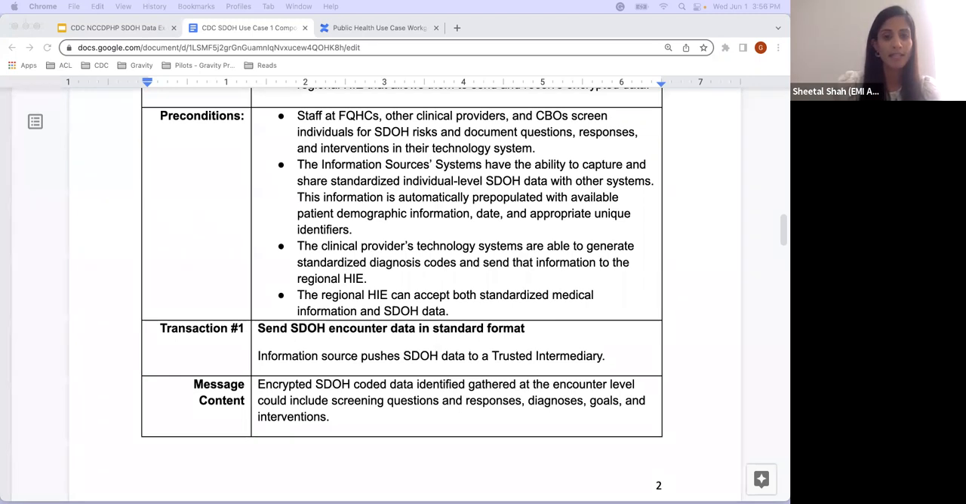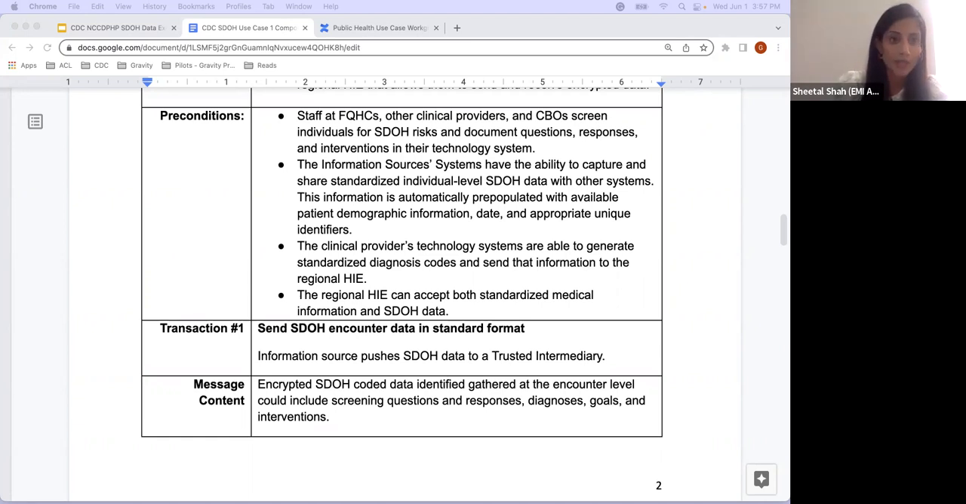We also have stated up here that these systems actually have the ability to capture and share that standardized individual level SDOH data with other systems. So that capability is already baked into the systems that we're talking about here. We also wanted to state up front that there's an assumption that, if it needs to be, the information can be pre-populated with the available patient demographic information, date, and appropriate and unique identifiers that get captured at the encounter. The clinical providers' technology systems are also able to generate standardized diagnoses codes, and can send that information to the regional HIE, and the regional HIE can also accept both that standardized medical information and SDOH data.